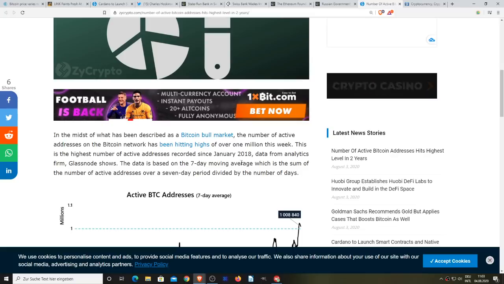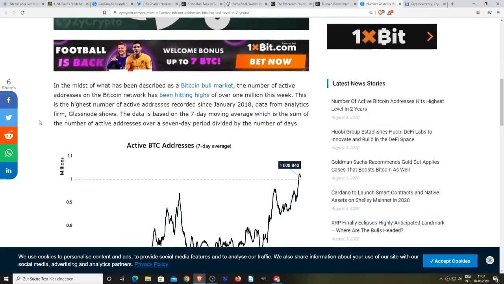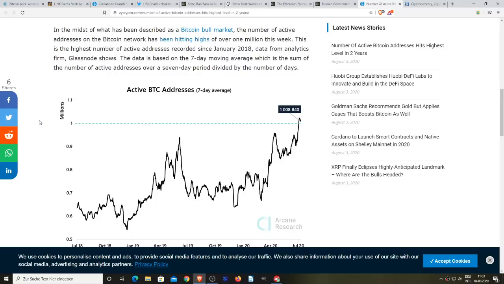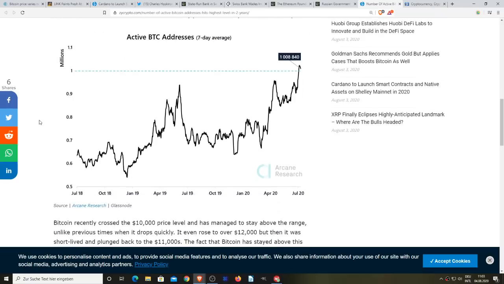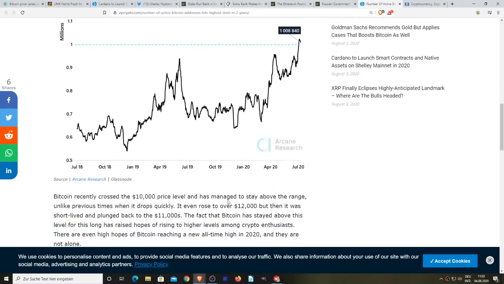The 7-day moving average follows a 7-day period, divided by the number of days. Logic. There's the little chart right there. Bitcoin recently crossed 10,000, managed to stay above the range. It rose to 12,000, 11,000. The fact that Bitcoin stayed above.